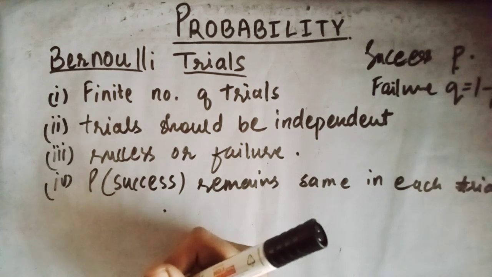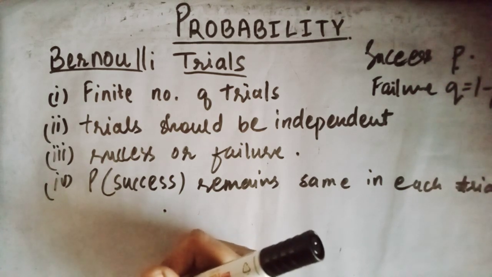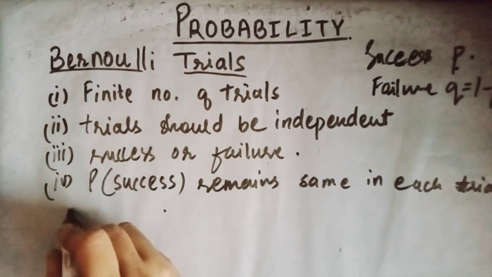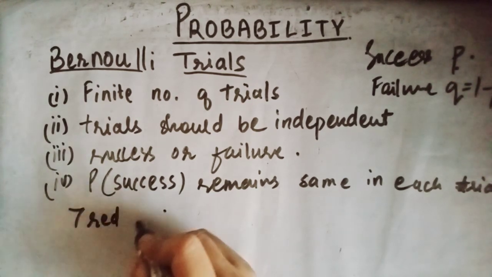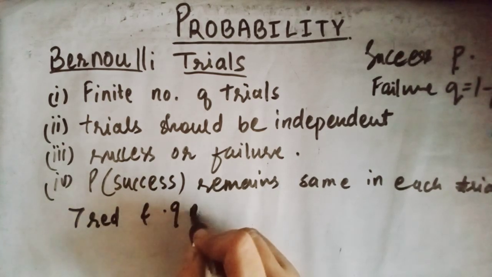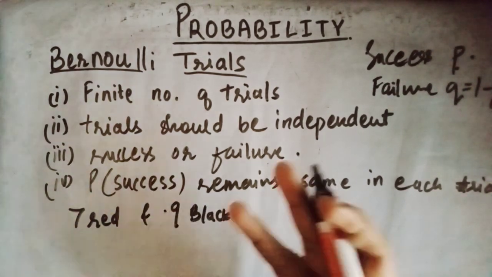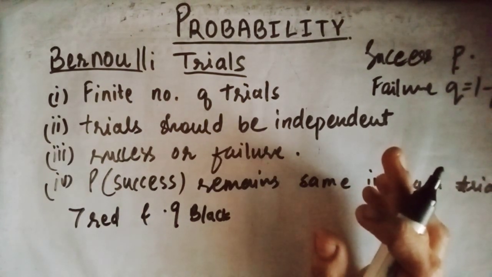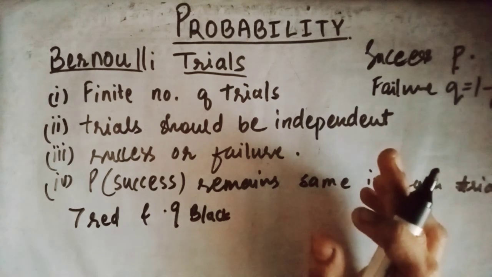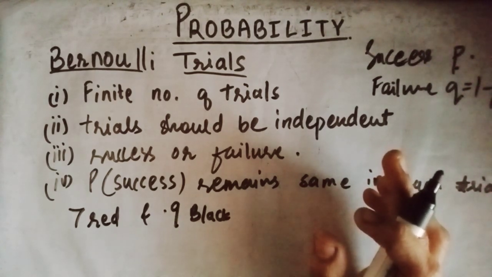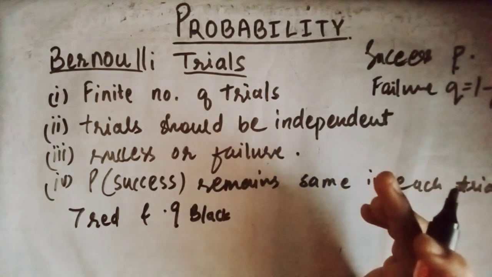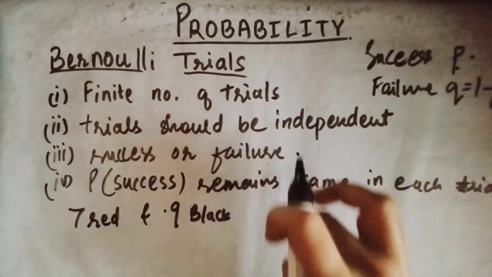Example: 6 balls are drawn successively from an urn containing 7 red and 9 black balls. Tell whether or not the trials of drawing balls are Bernoulli trials when after each draw the ball is replaced. The first condition is replaced, and the second is not replaced in the urn. So you have to check all these conditions first.